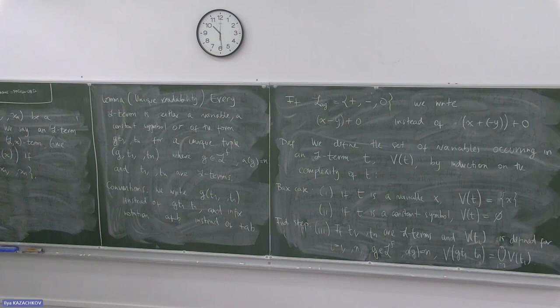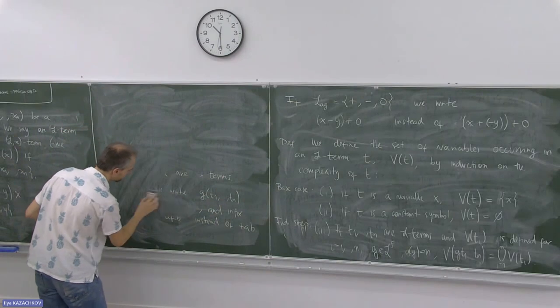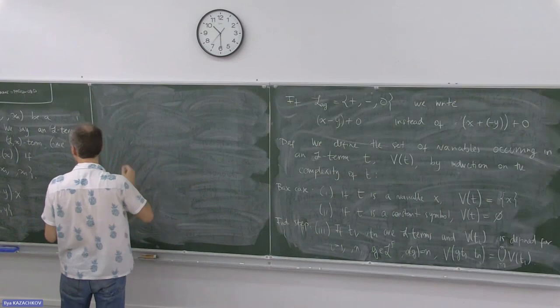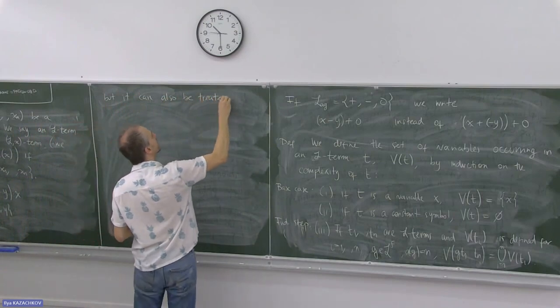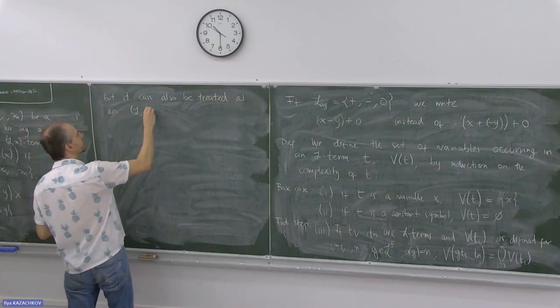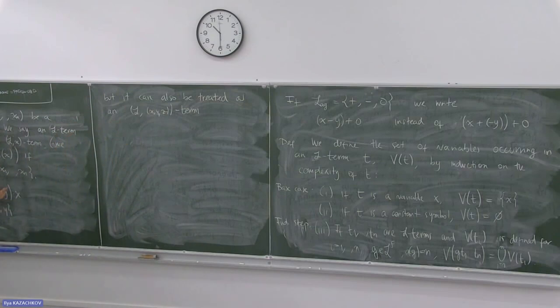Good. But let me give you an example. So this term that we were seeing before, y minus y times x, if this is t, we have that the variables of t are just x and y, but it can also be treated as an x, y, z term, for example. I'm trying to deal with this term as embedded in a larger variable set. So it can also be treated as an L, and here I put X, Y, Z term. And here I could put just any other collection of variables which is bigger than X and Y. Okay, this is just the definition.